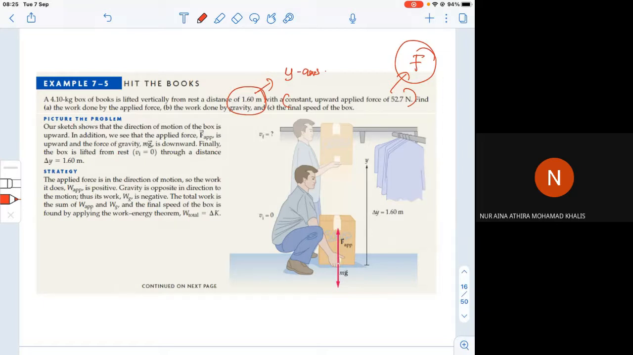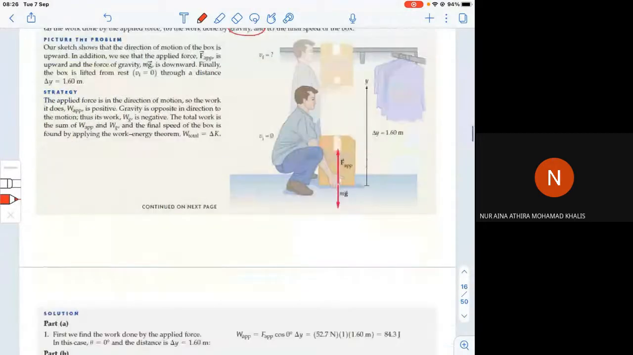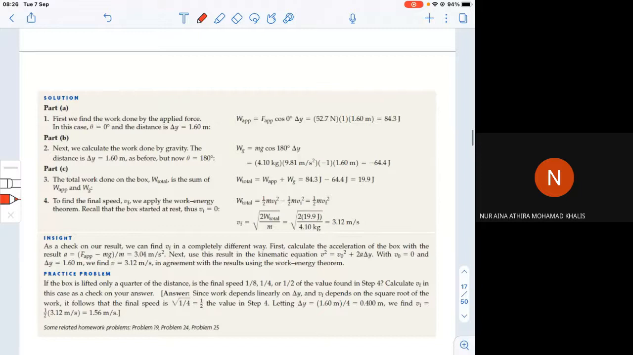So when you have y, you have F, and you can use W equals FD. Then look at the other parts: find the work done by gravity, and the final speed of the box. So let's look at what we should do.